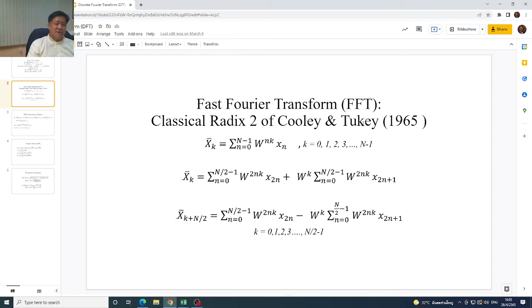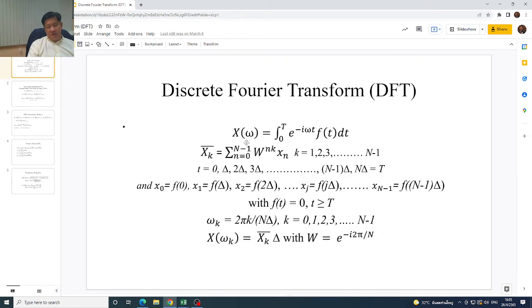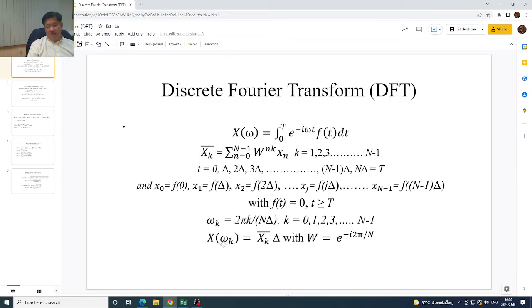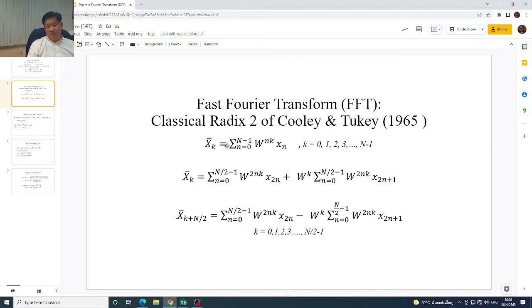Let's start with this term. This term comes from the discretization of this integral form of the Fourier transform. We call this discretization the discrete Fourier transform. To compute for each omega k, you need to find X bar k, and X bar k can be written in this form.